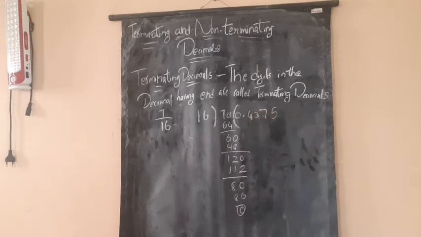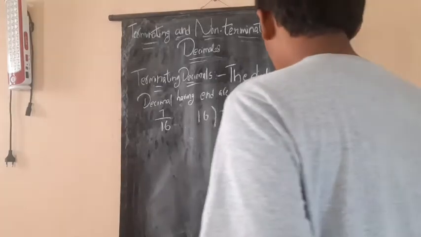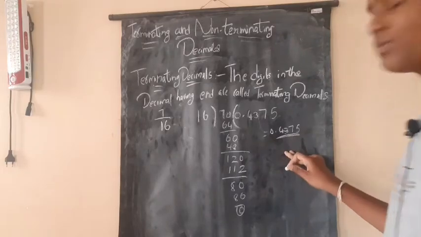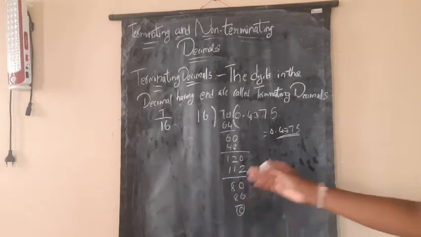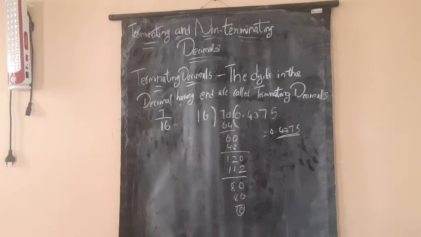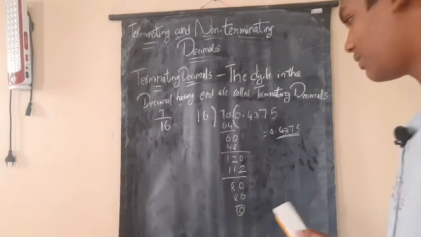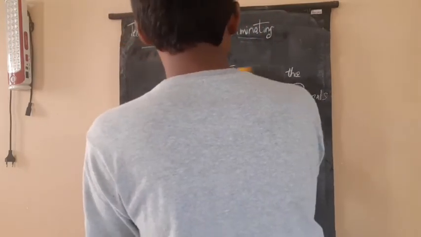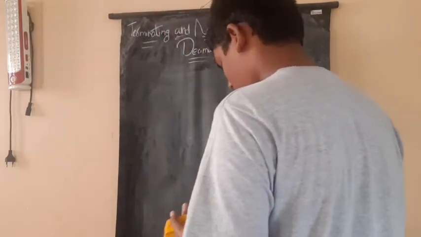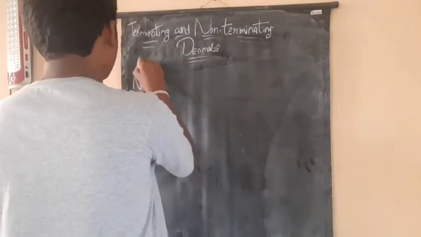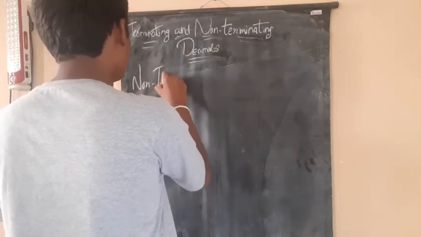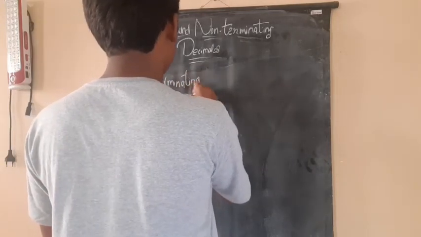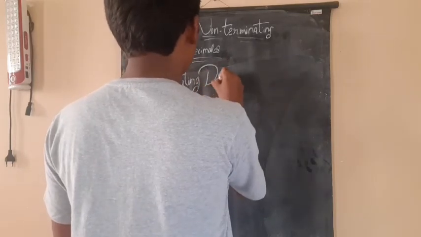7 by 16 we can write in p by q form as 0.4375. This is a terminating decimal. We have an end here, the remainder is 0. Now we discuss non-terminating decimals.